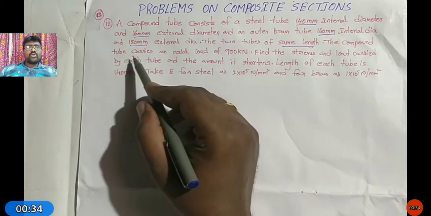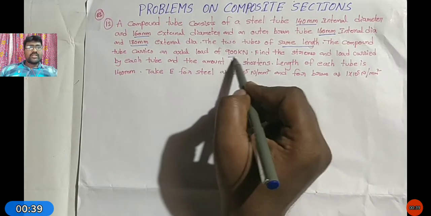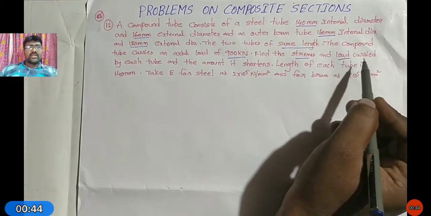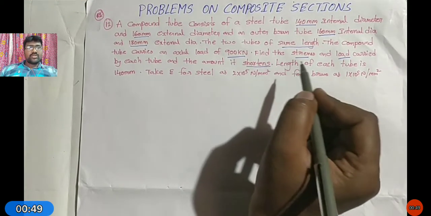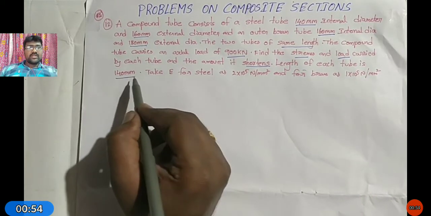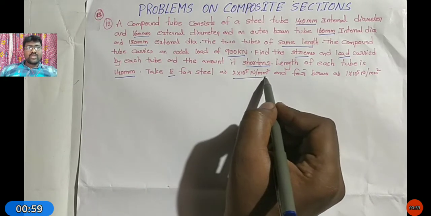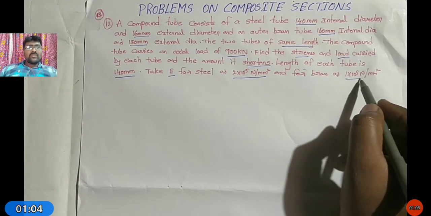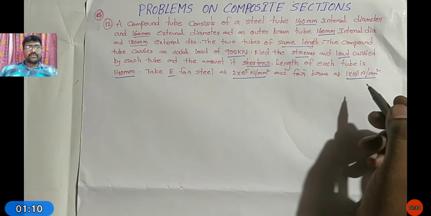The compound tube carries an axial load of 900 kilonewtons. Find the stresses and load carried by each tube and the amount it shortens in length due to the load. That value we need to find out. Next, the length of the tube is 140 mm and Young's modulus for steel is 2 into 10 power 5 Newton per mm square, and for the brass tube is 1 into 10 power 5 Newton per millimeter square.